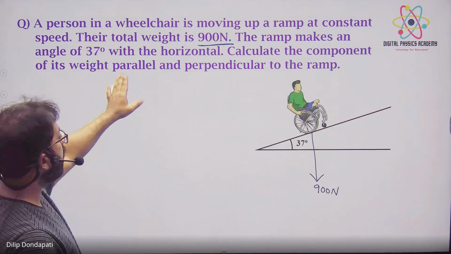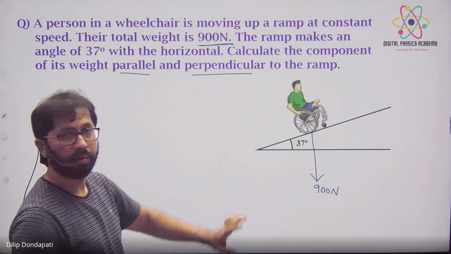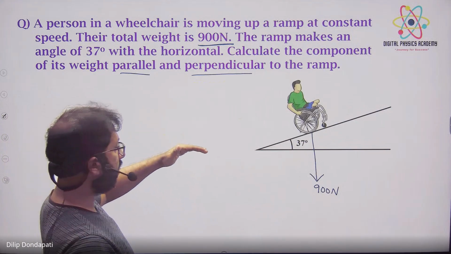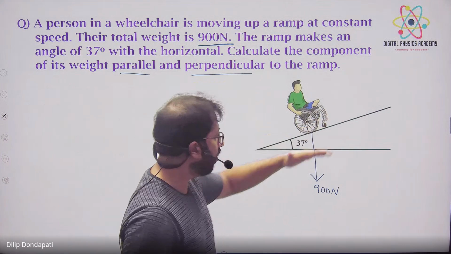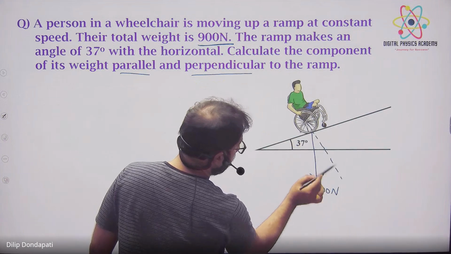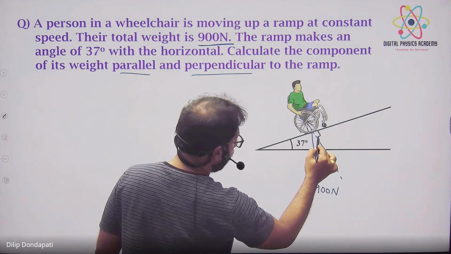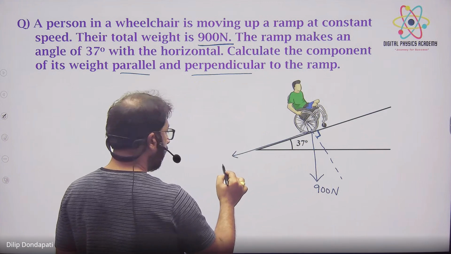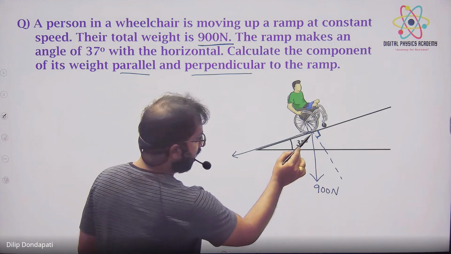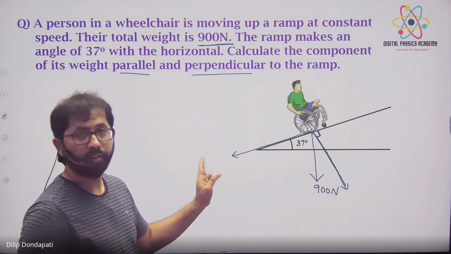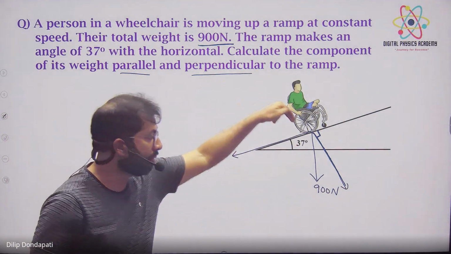Calculate the component of weight parallel and perpendicular to the ramp. Perpendicular here does not mean the vertical component; it means the direction perpendicular to the ramp, so we draw a perpendicular vector along this direction, and this is the parallel component along this direction. I want two components of the weight: this is the parallel component, this is the perpendicular component.